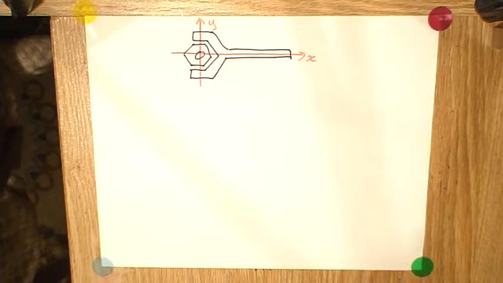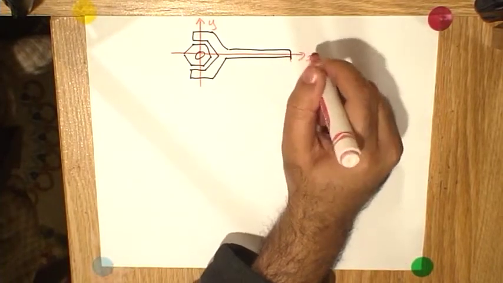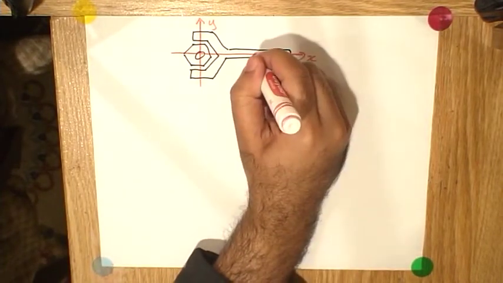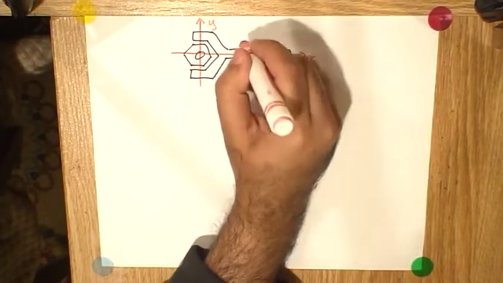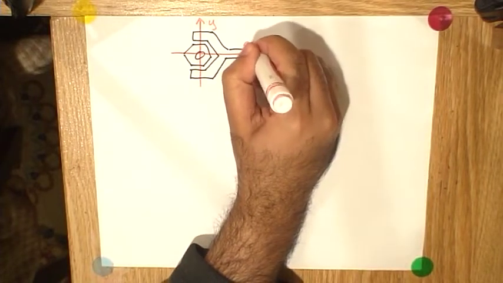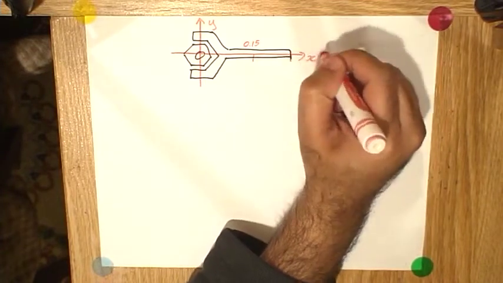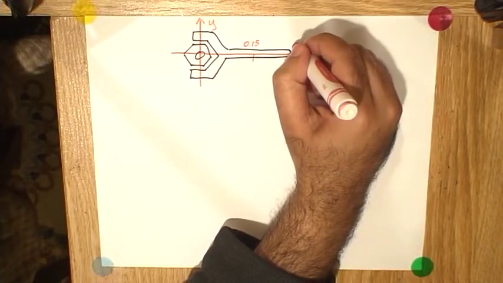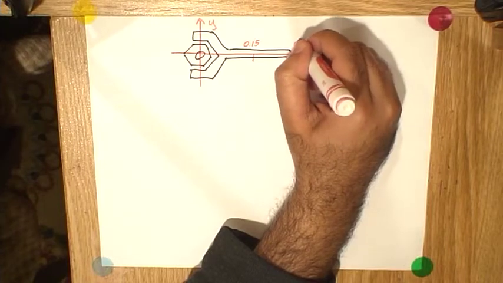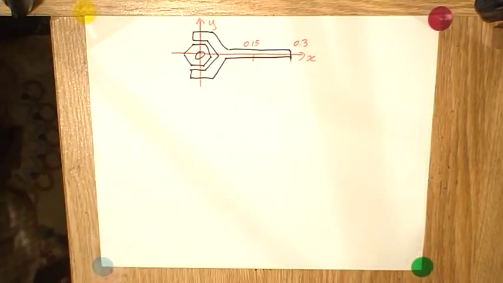And we were told that the force is going to get applied at two different points. For part A, the force gets applied midway down the wrench, that's 0.15 meters. And for parts B through E, the force is being applied at 0.3 meters.